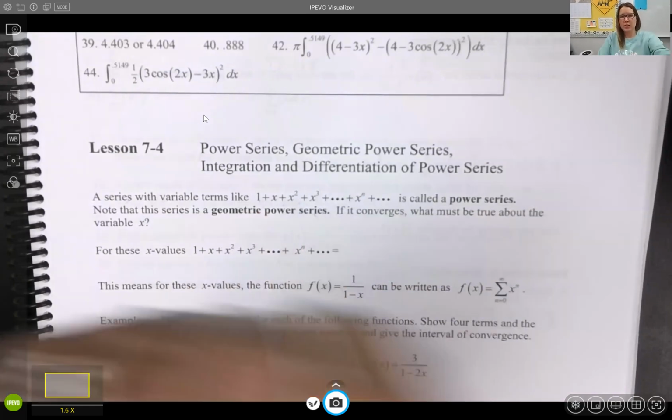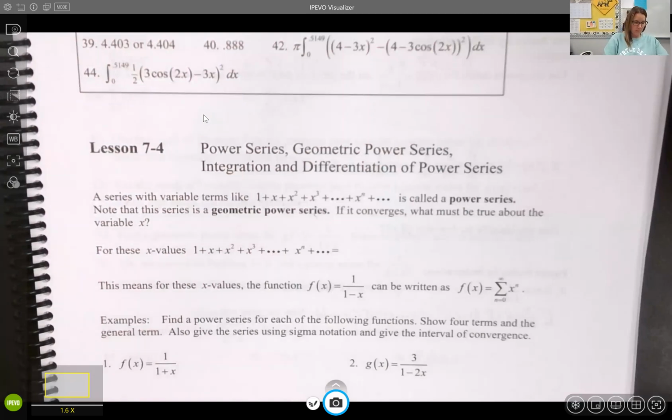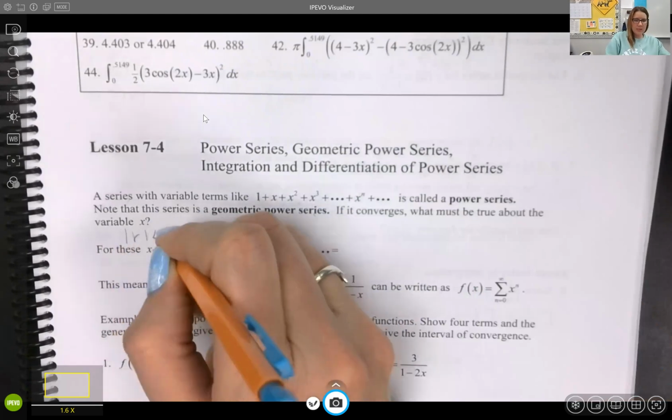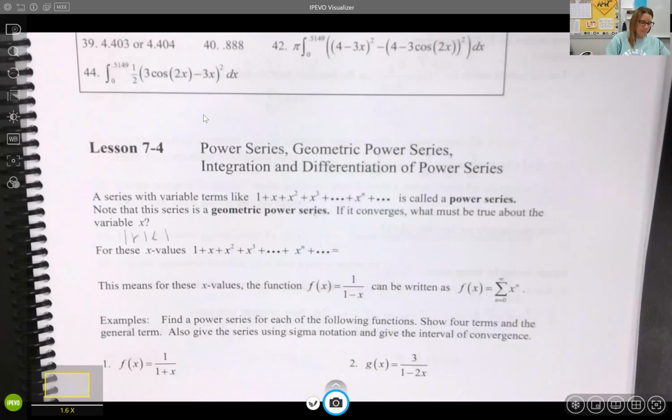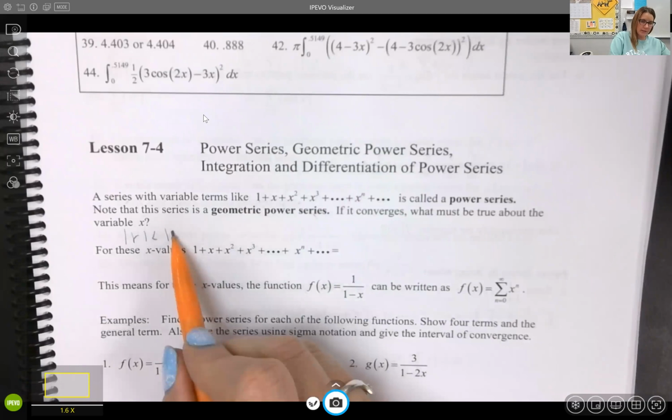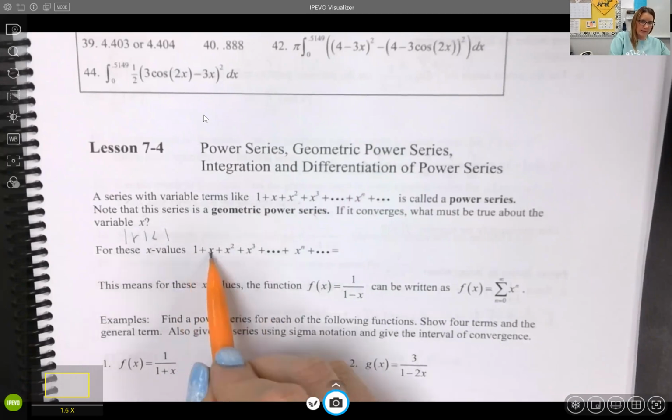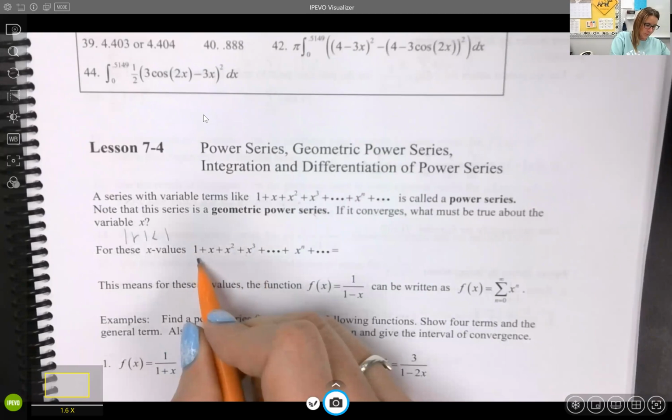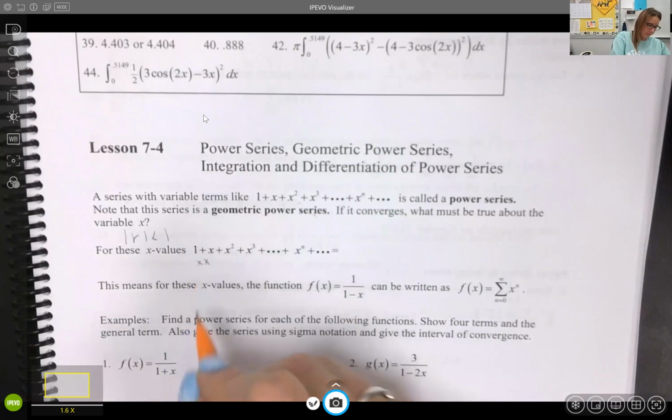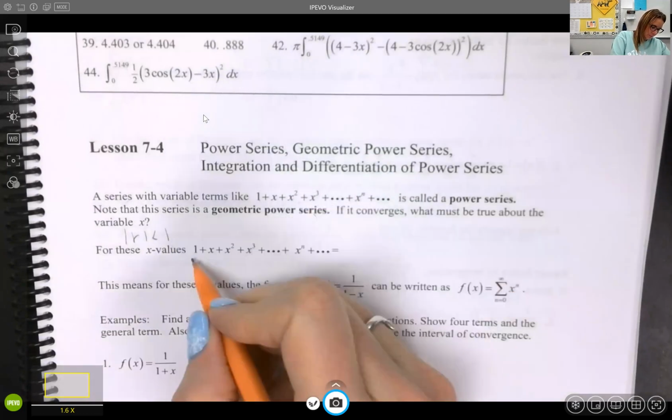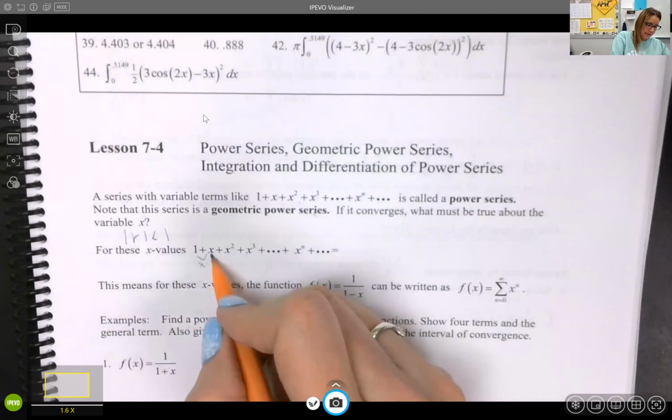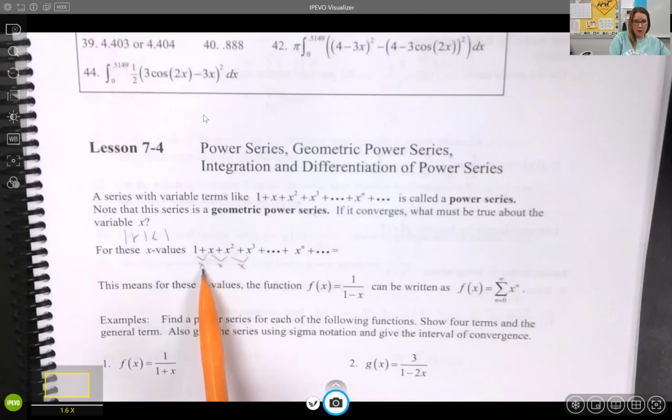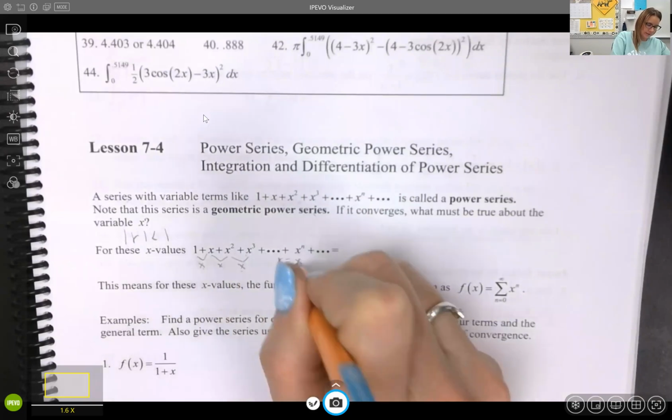So in order for something to be a geometric power series, what is true? So we talked about how the absolute value of r has to be less than 1 if that's going to converge, okay? So I need to find what r is on this series. So how do I get from 1 to x, or from x to x squared, or from x squared to x cubed? From 1 to x, I multiply by x, right? So let's just go like this and say x is in between there. If I multiply by x again, I get x squared, and x again, I get x cubed. So is it fair to say that r is equal to x?